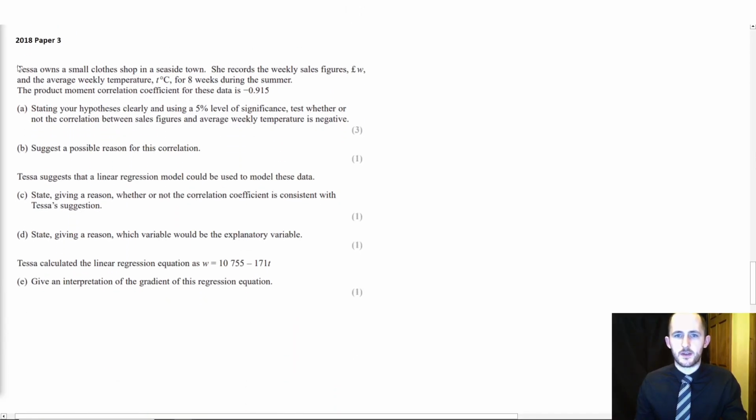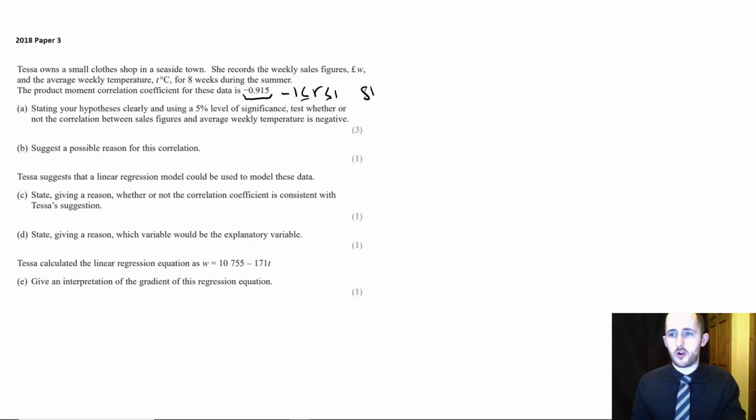The next question: Tessa owns a small clothes shop in a seaside town. She records the weekly sales figures £W and the average weekly temperature T degrees for 8 weeks during the summer. The product moment correlation coefficient for this data is -0.915. If you remember, it goes from -1 to +1, and this is very close to -1, so it's strong negative correlation. That's what that's telling me.